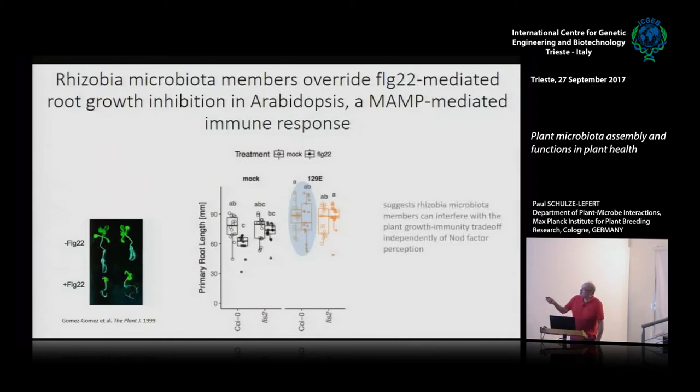And I think what this suggests is that rhizobia microbiota members can interfere with a plant growth-immunity trade-off independently of the perception of the nod factor that they need to establish symbiosis in legumes. So the take-home message is that root microbiota members can dial into the innate immune system, and they can essentially override this growth-immunity trade-off. They can still defend themselves, but they can also grow. That's remarkable in my view.